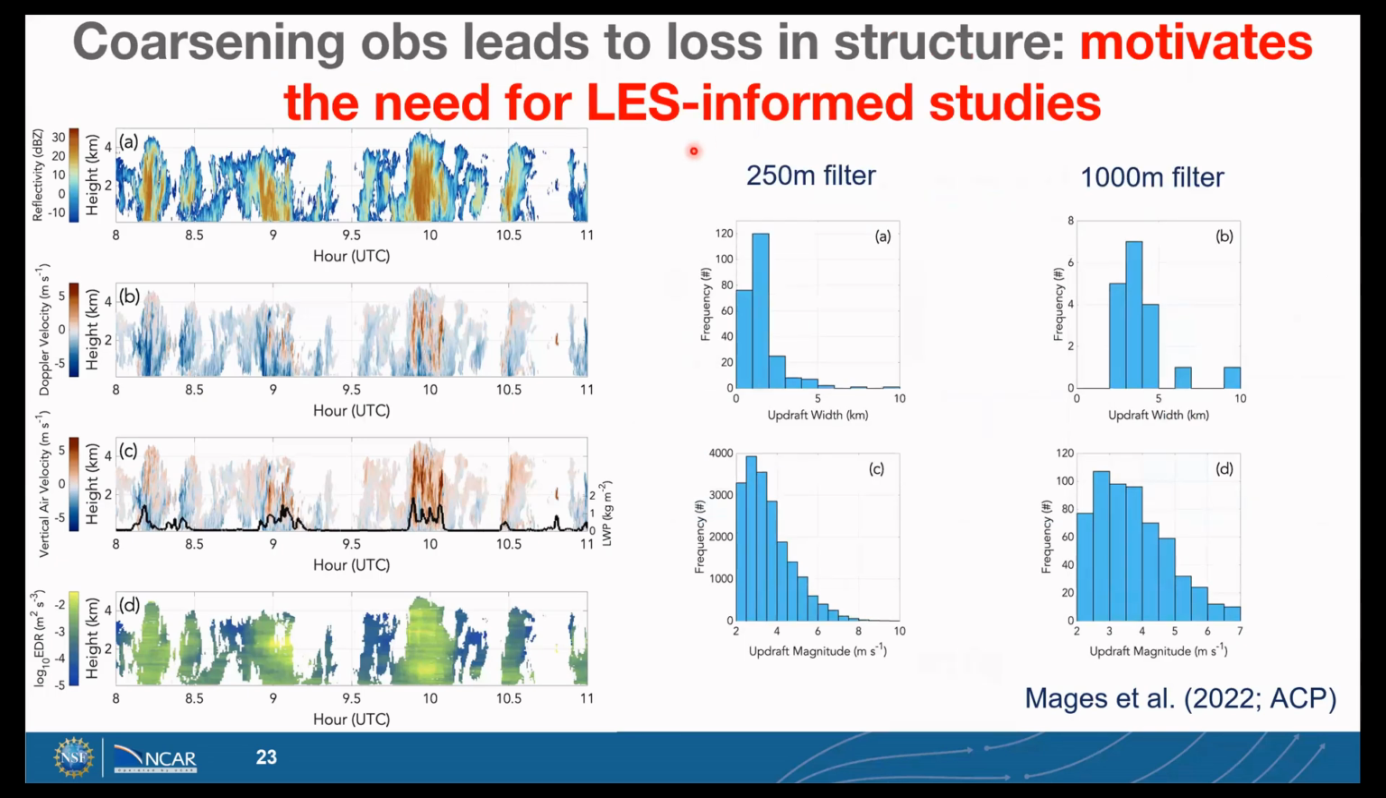Now what they did next was they coarsened that, so that's just like the raw observations, really high temporal resolution. They coarsened that using a 250 meter filter and a 1,000 meter filter. And what you see is you essentially lose the structure of the updrafts completely, which makes sense based on what they found, right? If you use a 1 kilometer filter, obviously, if everything's smaller than that, you're just going to miss it. So this really motivates the need for LES-informed studies to look at this from a more holistic view and understand what these properties are like.